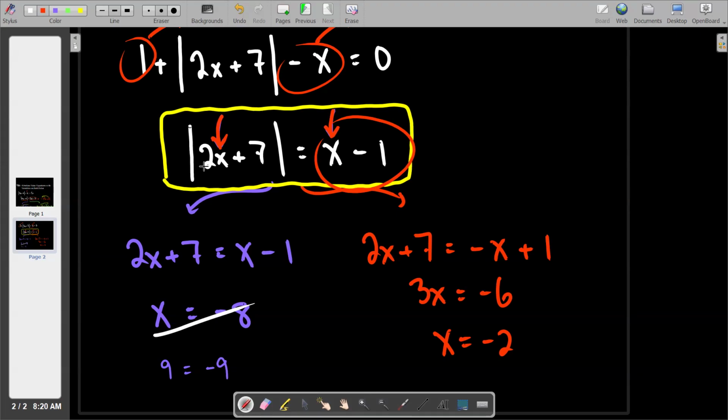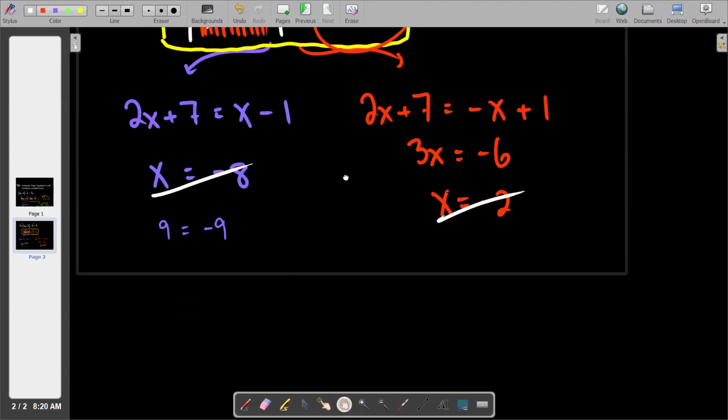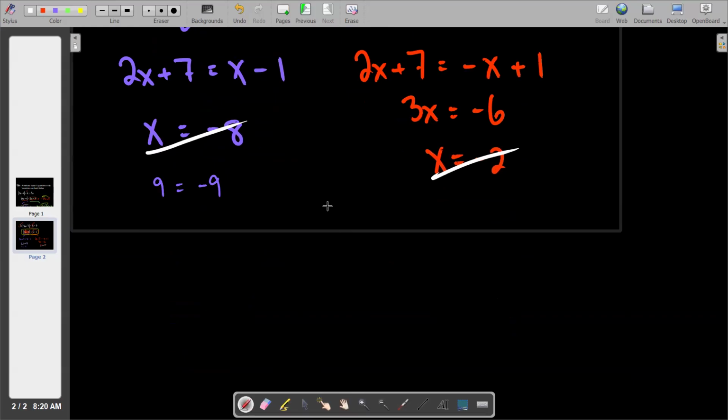-3. And the absolute value of whatever's inside of here, I don't care, it's never going to equal -3. It is not possible. Therefore, this answer does not work. And we say no solution. Got it? One more.